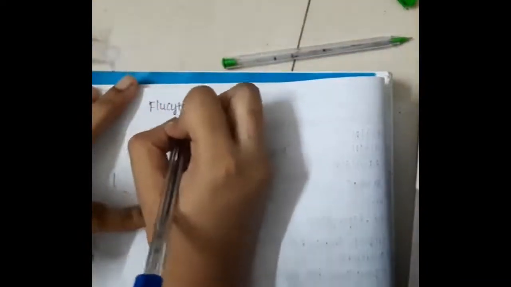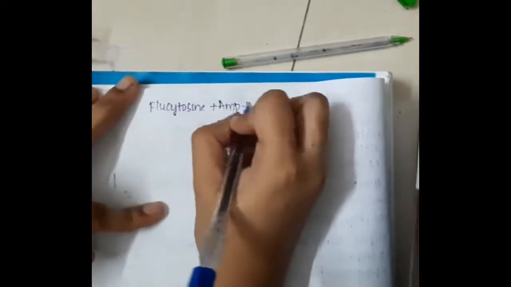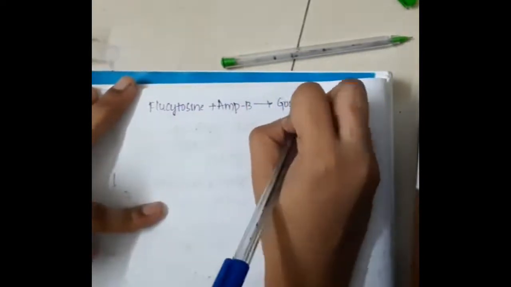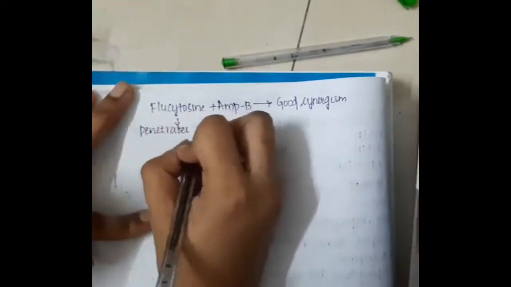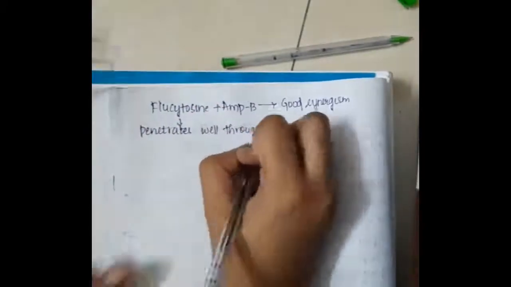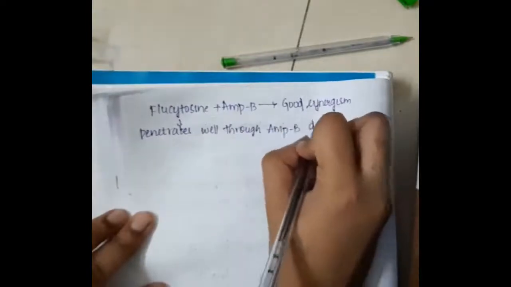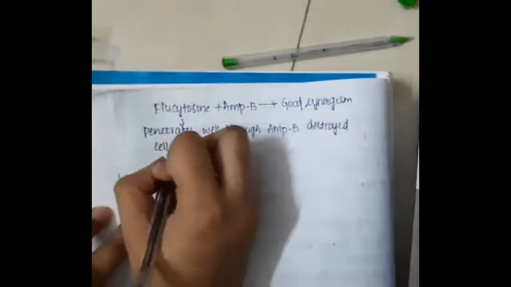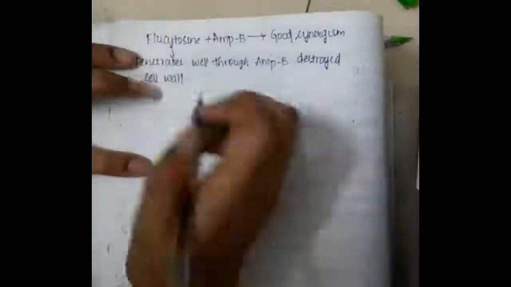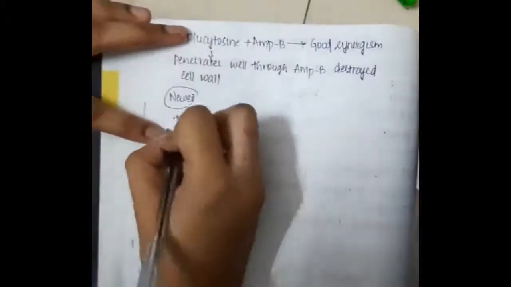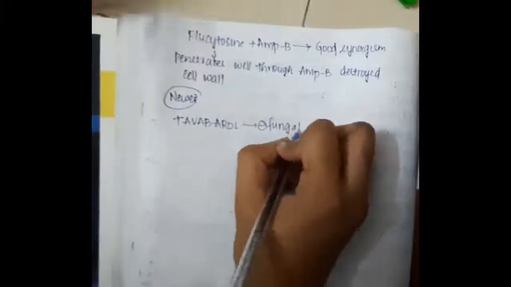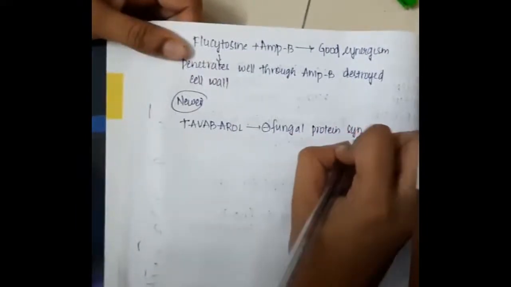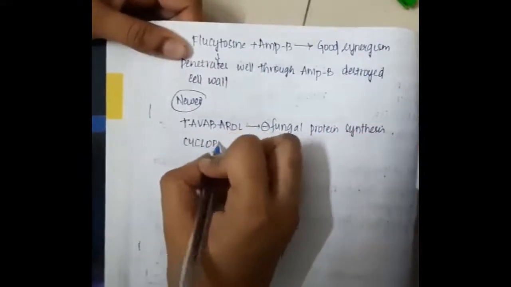The next important thing is that flucytosine can combine with amphotericin B and has good synergism. Flucytosine can penetrate well through the amphotericin B damaged cell wall. Then among newer agents, there is one that inhibits fungal protein synthesis.